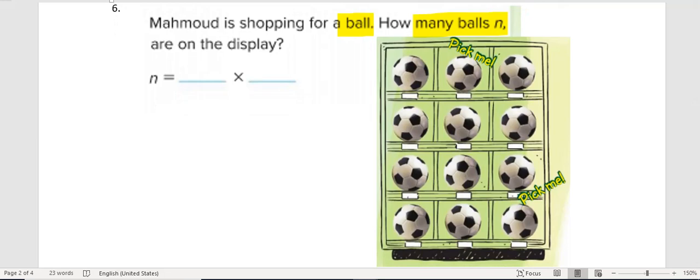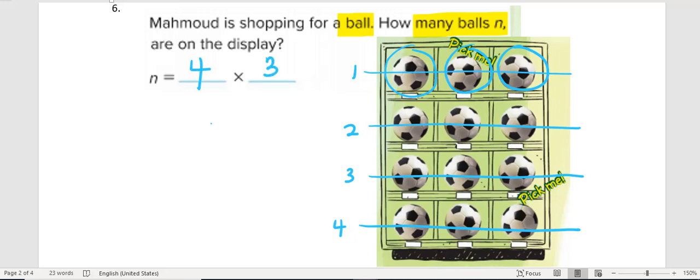Quite easy. All you need to do is look at the arrangement of the balls and confirm the number of rows, as I show in light blue. So 2, 3, and 4. There are 4 rows. That is 1, 2, 3, and 4. So we have 4 rows, and in each row we've got 3 balls. So that is 3 columns. So it's 4 times 3. And if you look at this, 4 times 3 will give you 12. If you count the total number of balls in the display, it will give you 12.